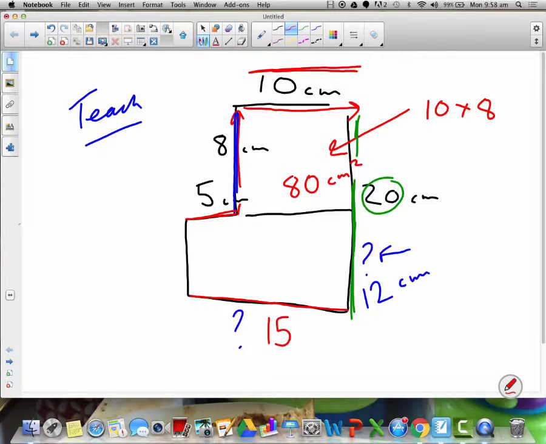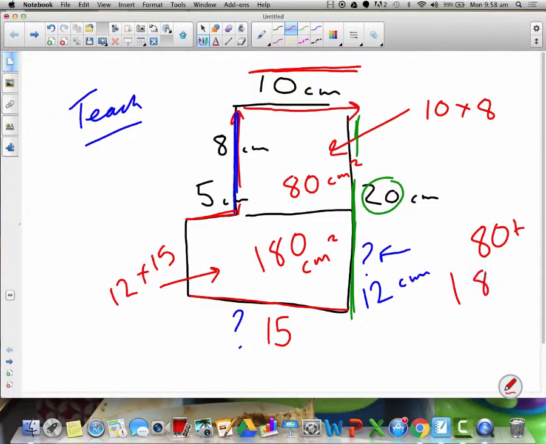12 times 15. Anyone actually know what that is? What do you think it is, Mr. John? Yeah, 180 centimeters squared. Which means, guys, we add the 80 to the 180. And who knows what we get? What do we get, Tom? Yeah, we get 260 centimeters squared. Okay? Right. So there's one I just did for you.